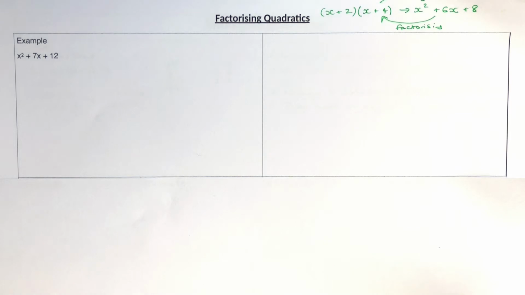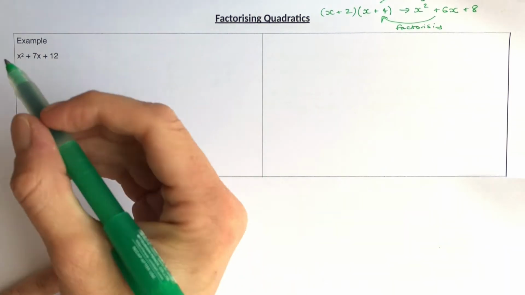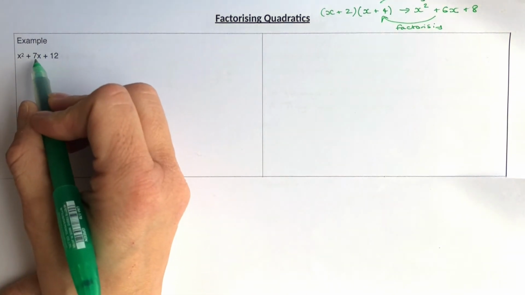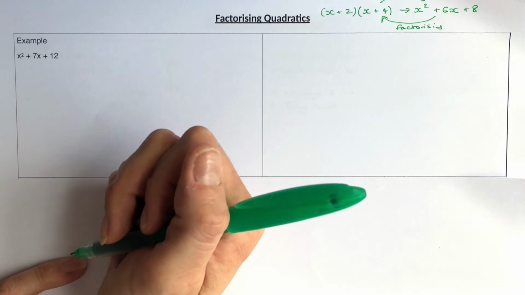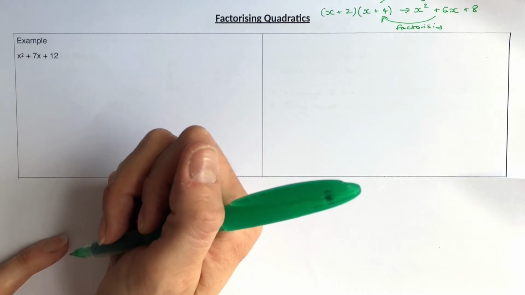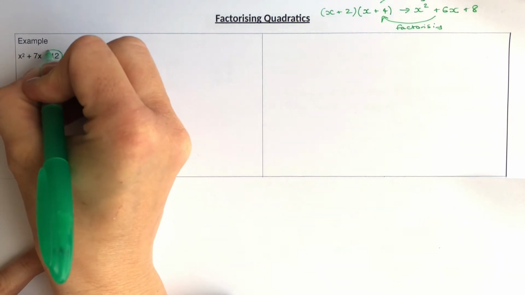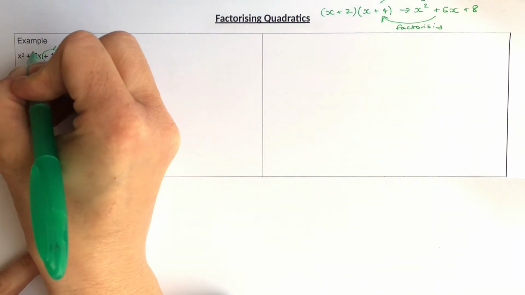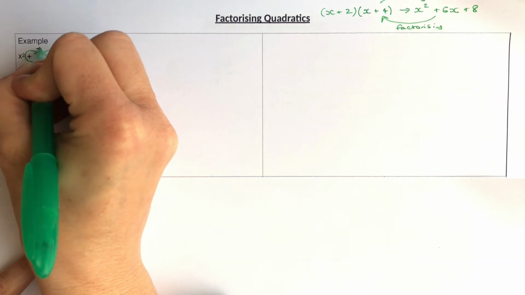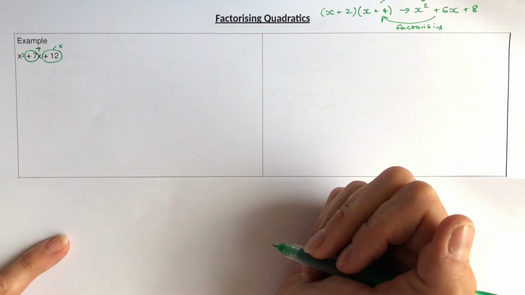Okay, so we're going to look at example 1 here. Factorising this quadratic, x squared add 7x add 12. Okay, so this is how we do it. We need to think of 2 numbers that multiply to make the back number and add together to make the middle. So I'm going to teach you the diamond method.